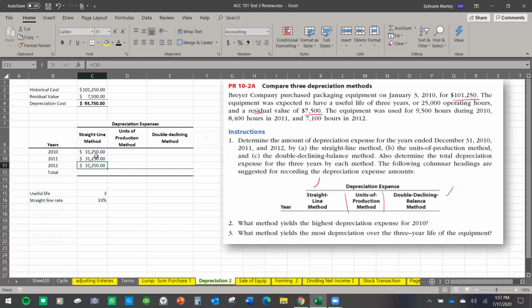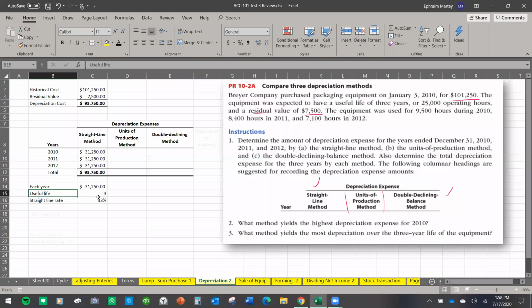So I'm just going to do that for all the years, and I'm going to sum them up. So we have 93,750, which is the same as this. It didn't depreciate more than that. There's another way you can do that. You can take your depreciation cost right here and divide that by 3. It's the same as doing 33%. So each year is going to depreciate by 31,250.